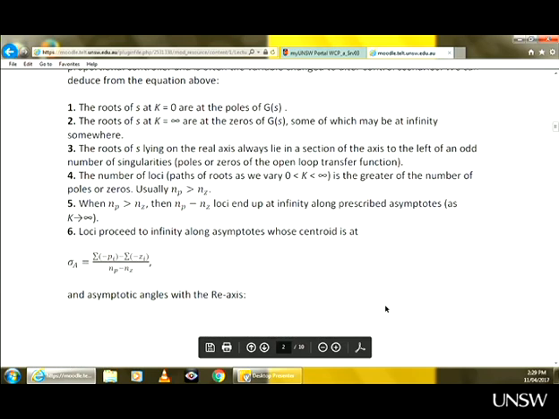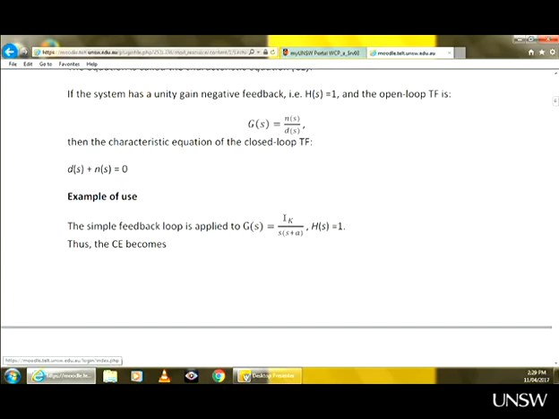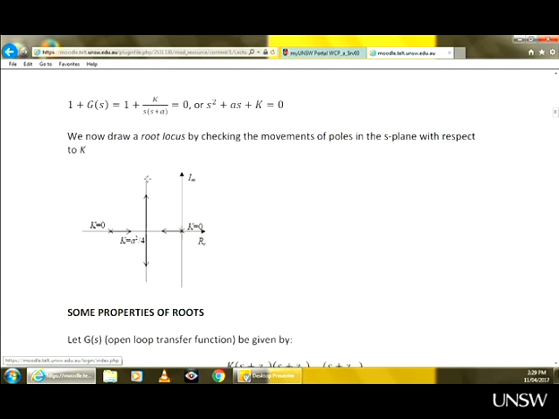Rule 4. How many loci do we actually have? How many branches? That is determined by whichever is greater, the number of poles or the number of zeros of the open loop system. So in our case up here, no zeros, but 2 poles. So the number of poles is greater, and the number of poles is 2. Therefore, 2 loci, 2 branches. As we see here, there is one branch here, and the other branch down here, 2 branches.